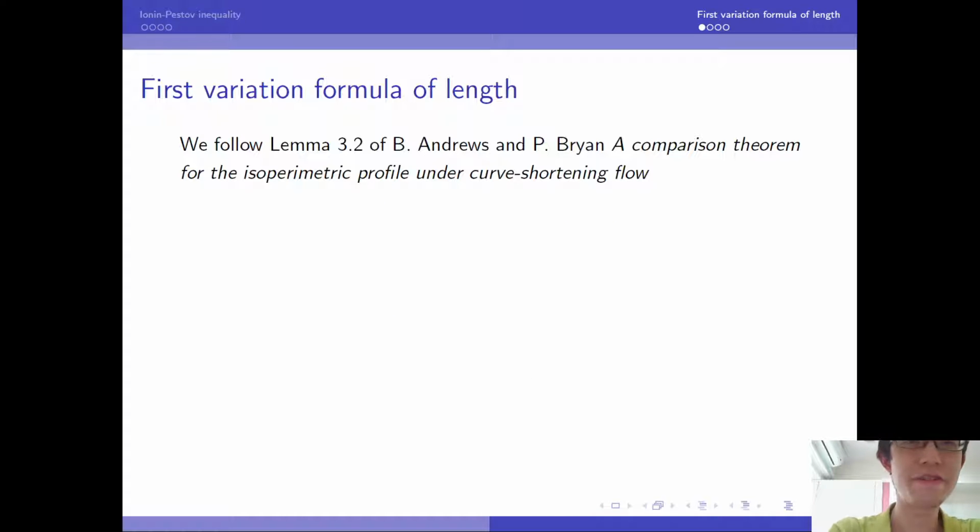Now let's turn to the first variation formula of length. The argument I present is in Lemma 3.2 of Ben Andrews and Paul Bryan's paper.